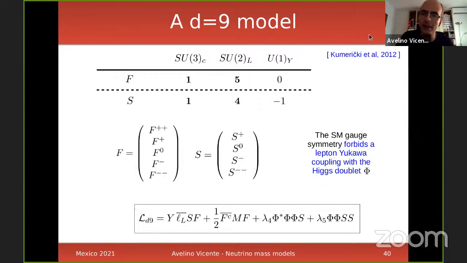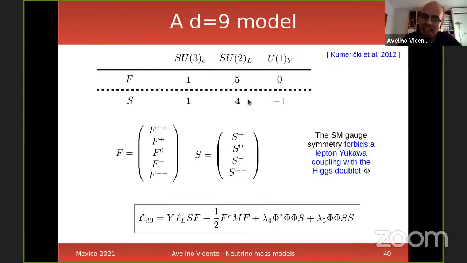This is given by this paper by Kumericki et al., 2012. And the model is not simple because it has to introduce a fermion and a scalar with a representation that is a bit exotic. So F is a singlet of SU(3), but it's a 5-plet of SU(2). I'm confident that most of you are not familiar with a 5-plet of SU(2). This is not a very common representation, but it's a possible representation. It's completely legal. And S is not a singlet, but it's a 4-plet of SU(2). Again, a very exotic representation.